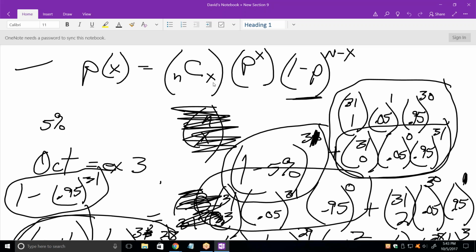Mm-hmm. Okay. Hold on a second. There's got to be an erase button on here. I can't find it anymore. There used to be. Okay.